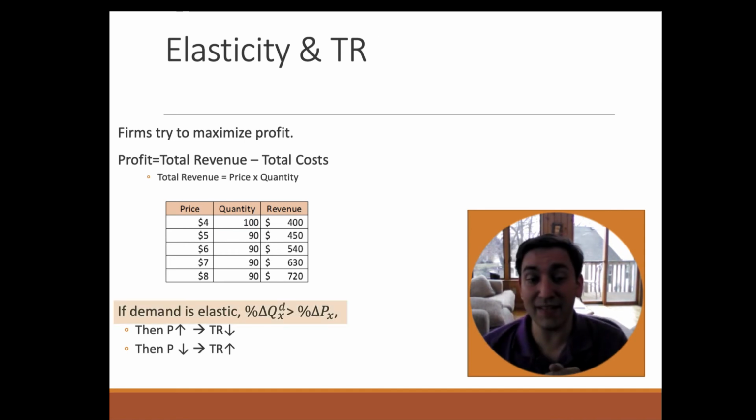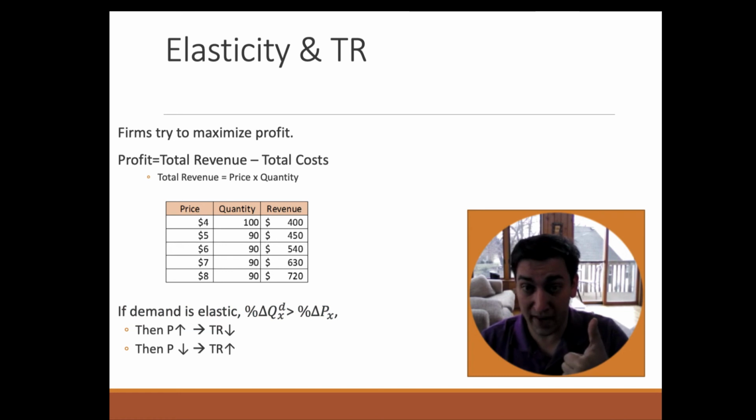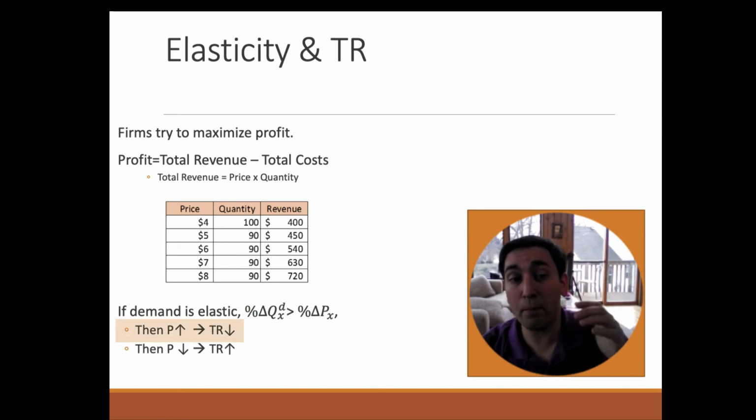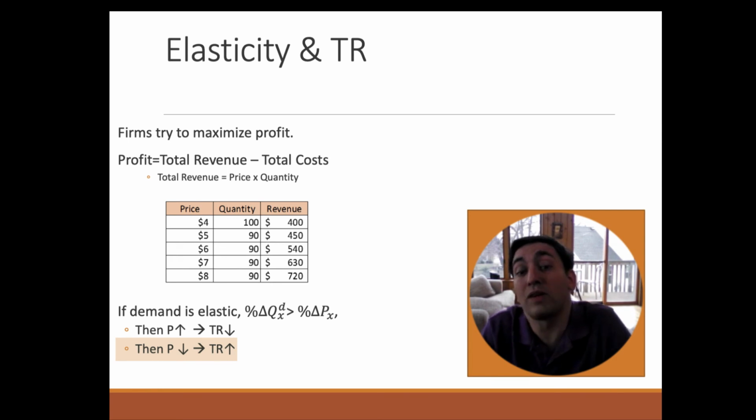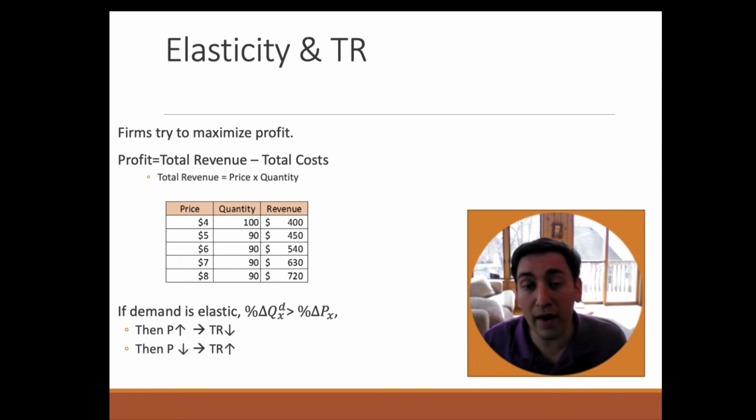If demand is elastic, then if I raise the price by, say, 5%, I'm going to lose more than 5% of my sales. So when I raise my price, my revenue is going to fall. The opposite's also true. If I lower my price, my revenue is going to increase because I'm going to sell to a lot more people. Firms have to maximize and understand how this works. So we're going to look at a couple graphs to visually understand what's going on here.